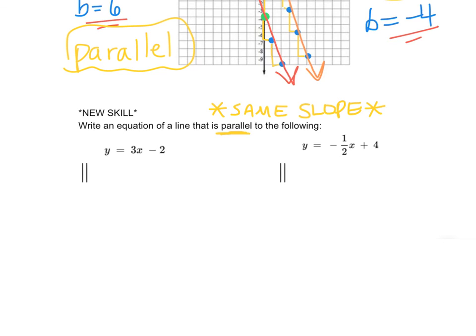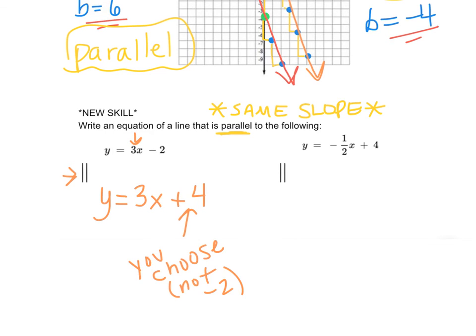Okay, so make a note of that. This is the math symbol for parallel lines. All right, so if we want parallel to this equation here, we just keep the slope. And then we could choose the intercept, but we have to change it, otherwise it would be the exact same line. So maybe I'm going to say +4. The intercept has to change. So you choose the intercept. Just don't make it -2, because then it would be the same line.